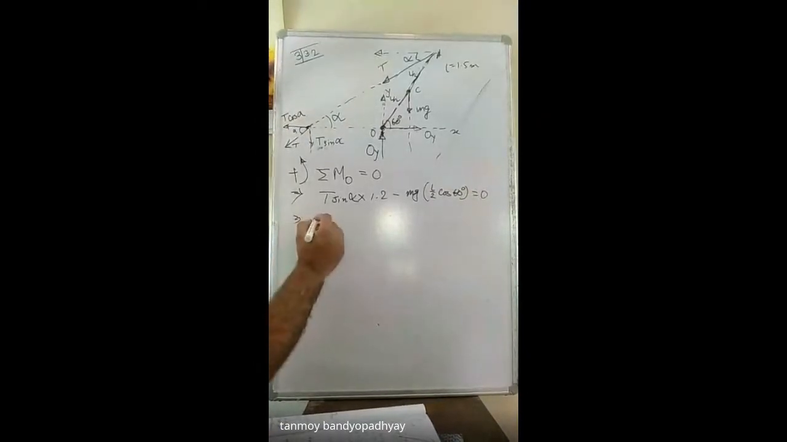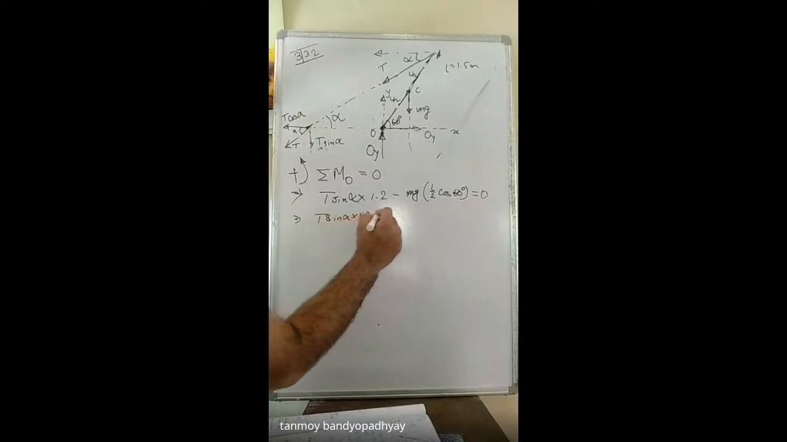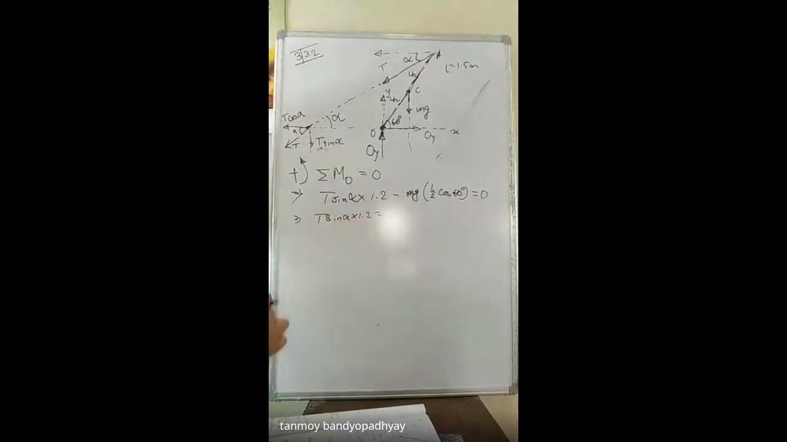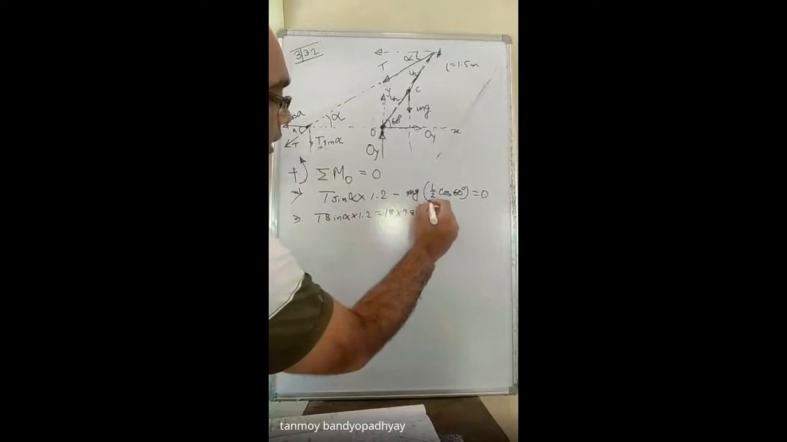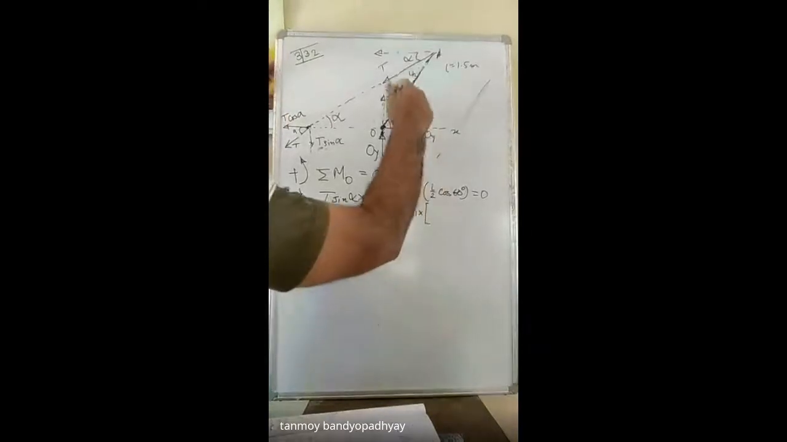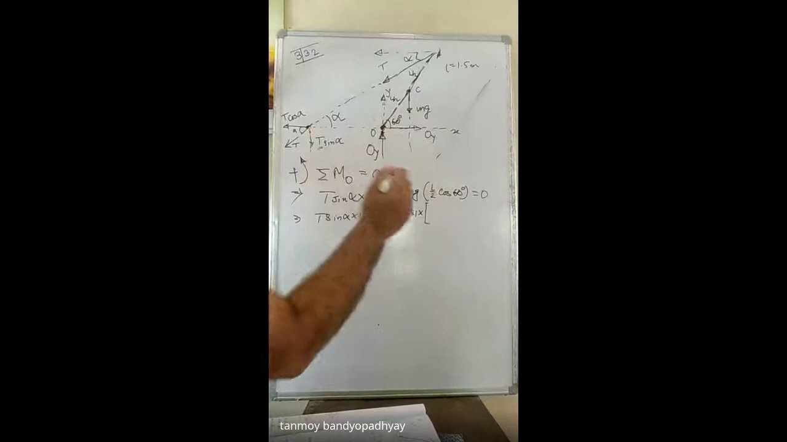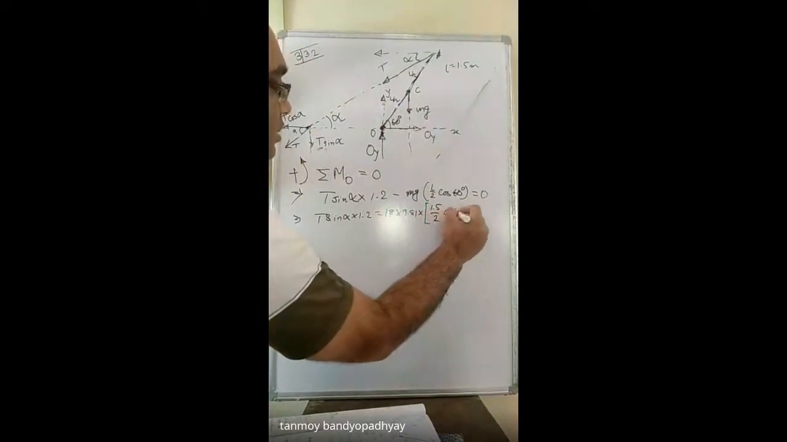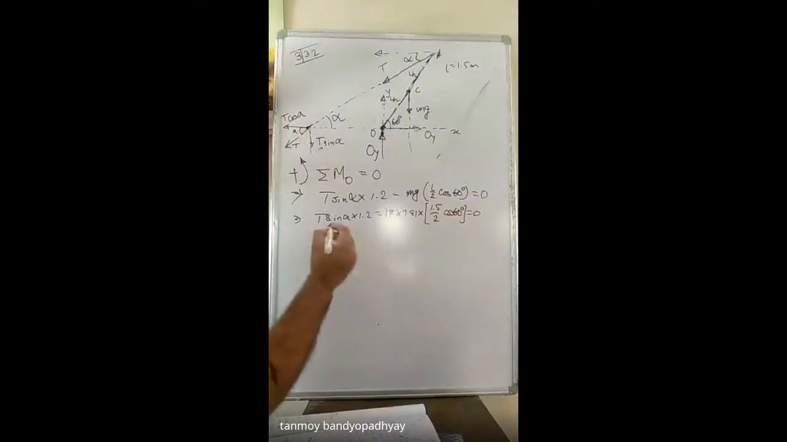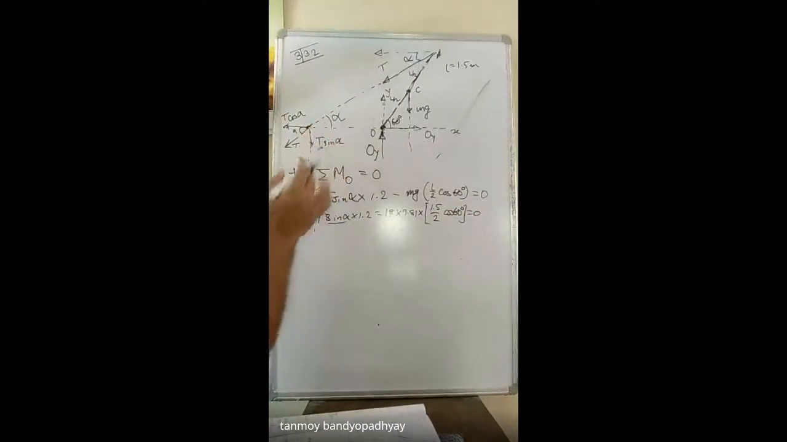From here, everything is known. T sin alpha into 1.2 is equal to m, which is given as 18 kg, so 18 into 9.81 into L by 2 cos 60 degrees, where the length is 1.5 meter. Only this alpha is unknown, so alpha we can determine from the configuration.